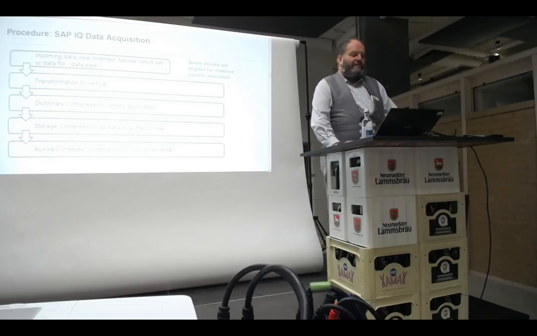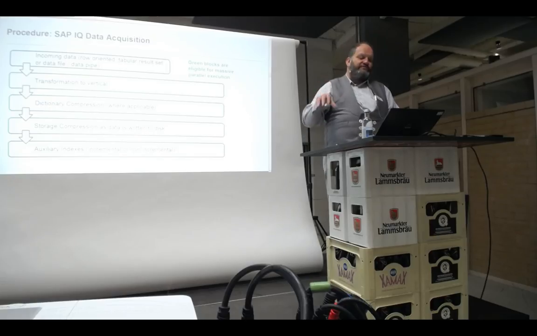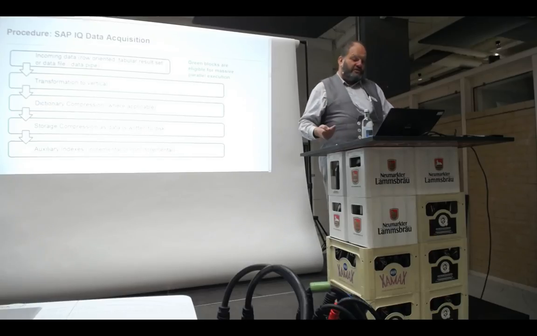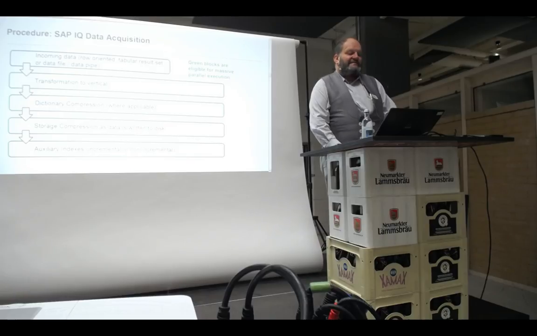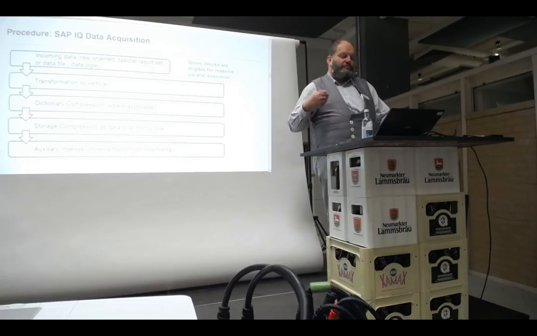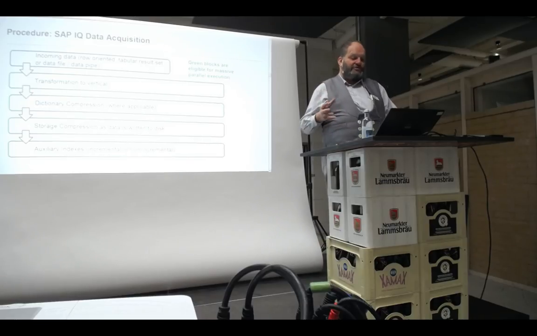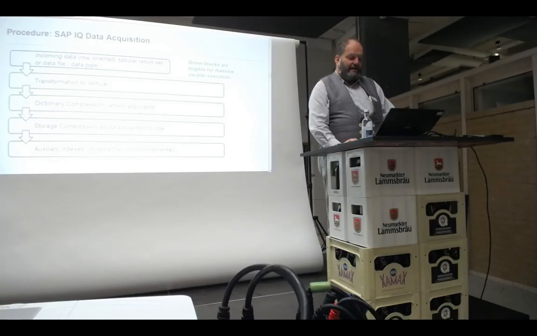We have a row-oriented tabular result set, data file, data pipe. It will be transformed into vertical, where dictionary compression is applicable, it will be applied. There is a second level of compression, which we call storage compression, to write the data to disk. And additional indexes will be created.